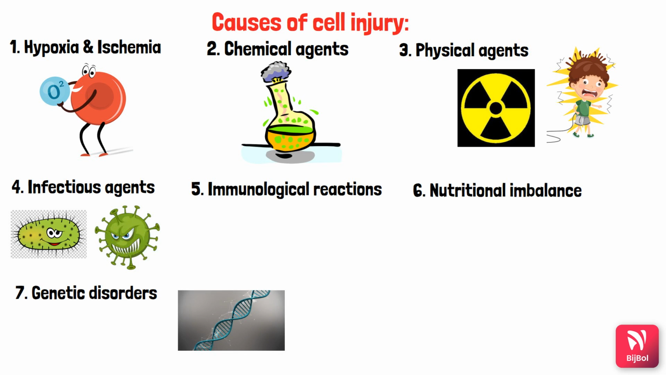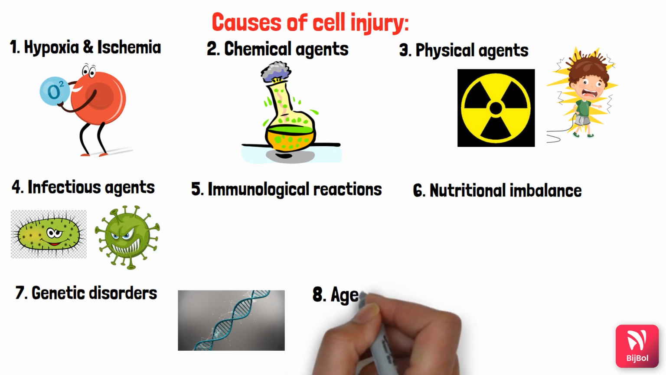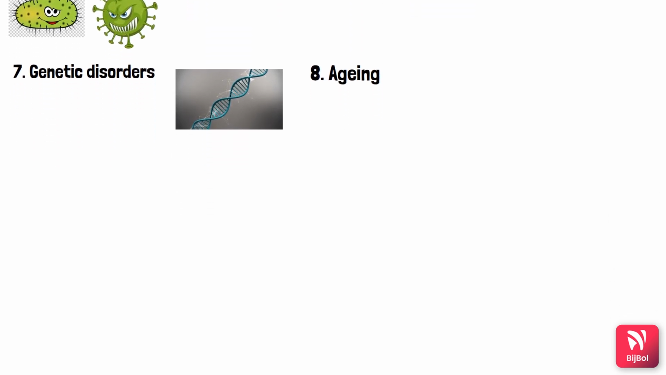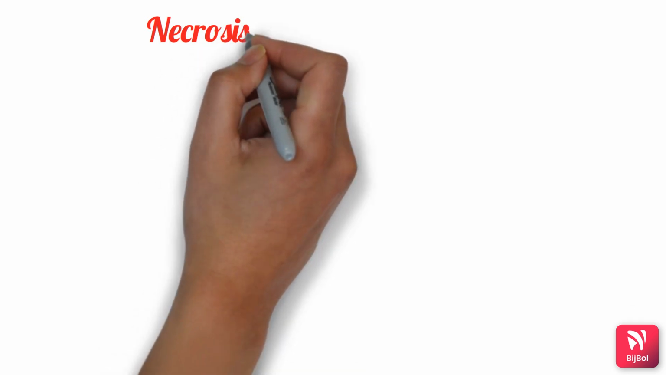And last but not least, it is aging. Any cellular aging or senescence results in decreased replication of the cell and decreased repair of the cell. So as there is no replication and repair, those cells also will undergo cell injury. So these are the various causes. Now let's see the types of cell death.